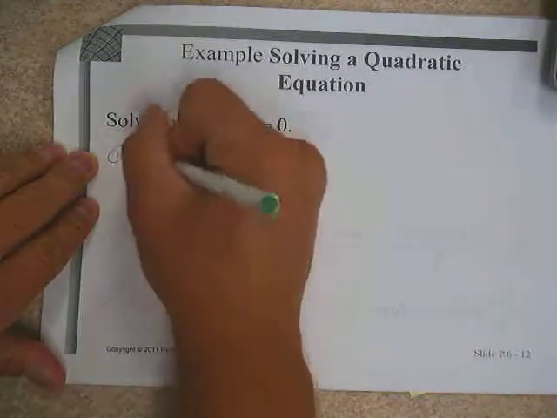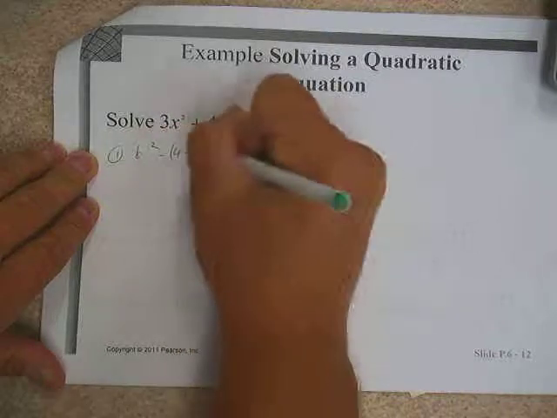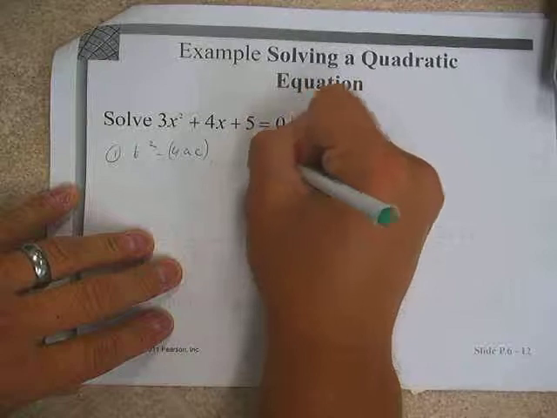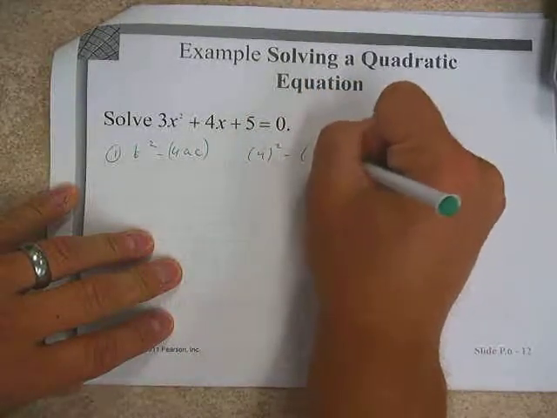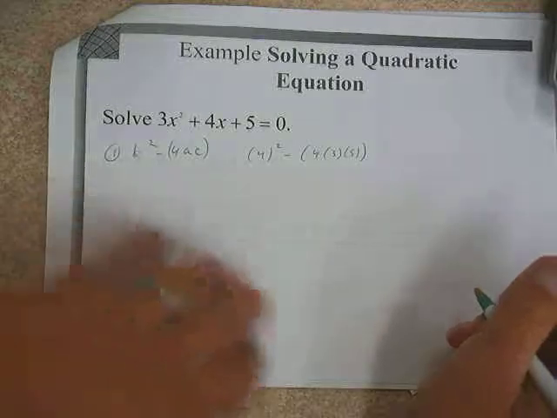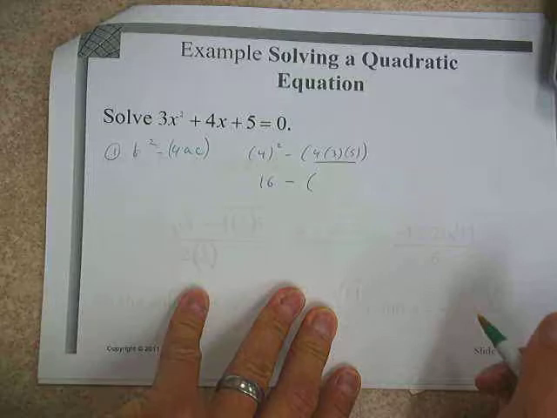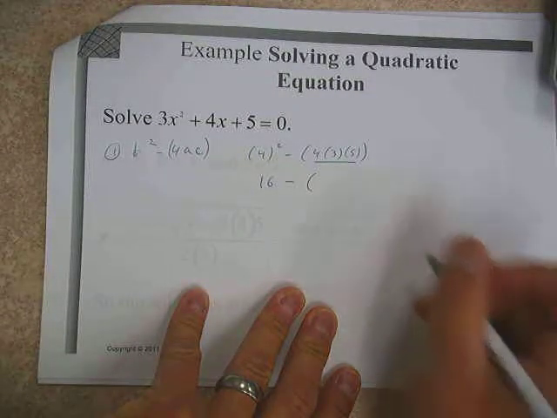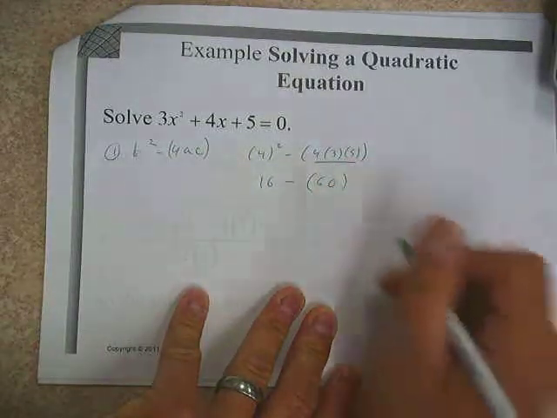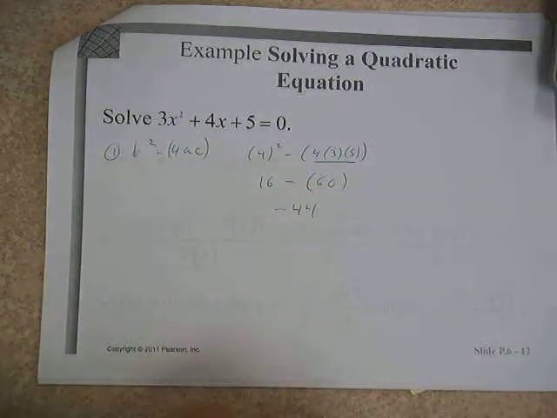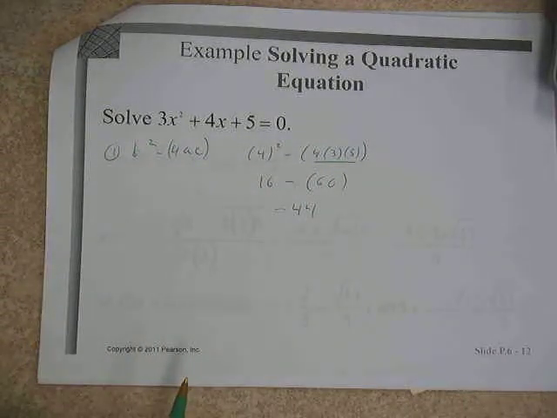All right, so let's put that into practice by solving this quadratic equation. I'm going to use the technique that I showed you yesterday, my set of steps. Step 1, calculate the discriminant. Do your b squared minus 4ac. So in our case, we're going to have 4 squared minus 4 times 3 times 5. That's 16 minus, in the parentheses, 4 times 3 times 5, which is 60. And so my discriminant would be negative 44.